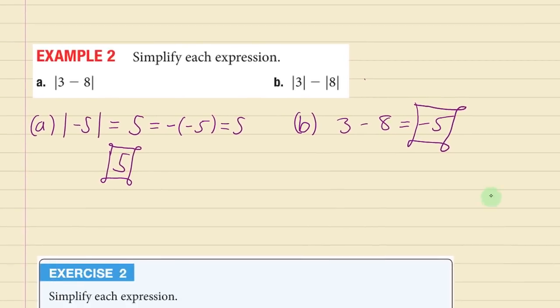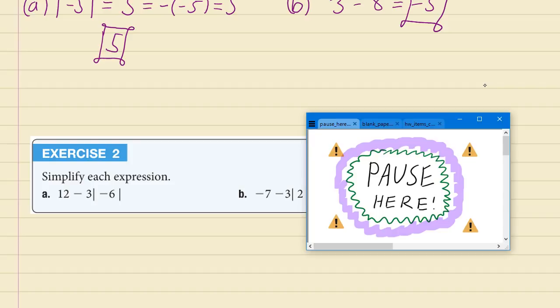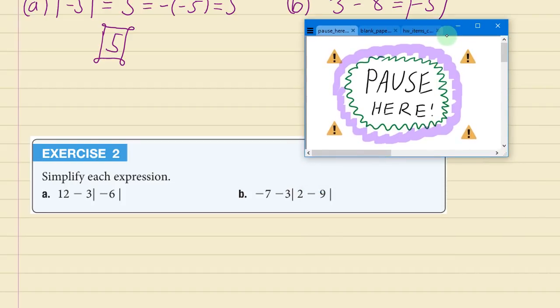All right, now let's go to exercise 2. This is one I want you to do. So let's take a moment to pause it here.